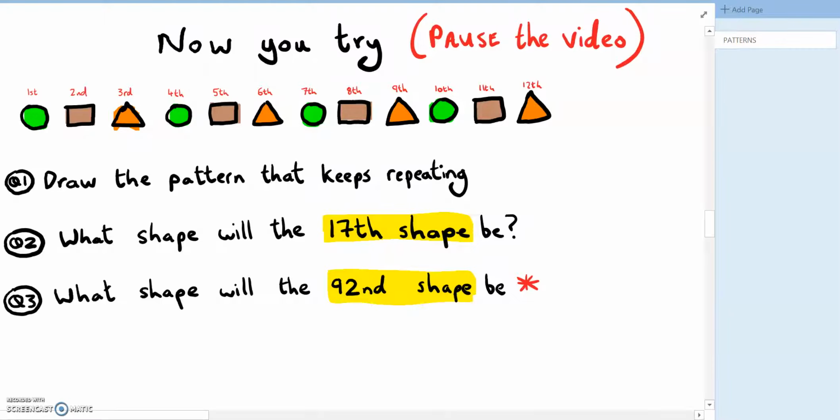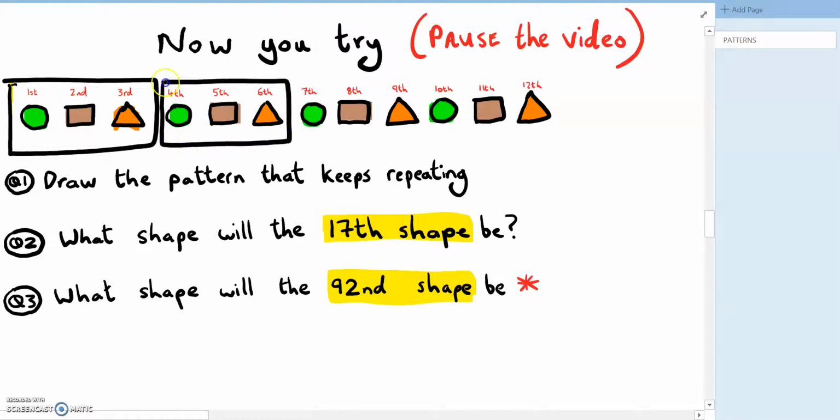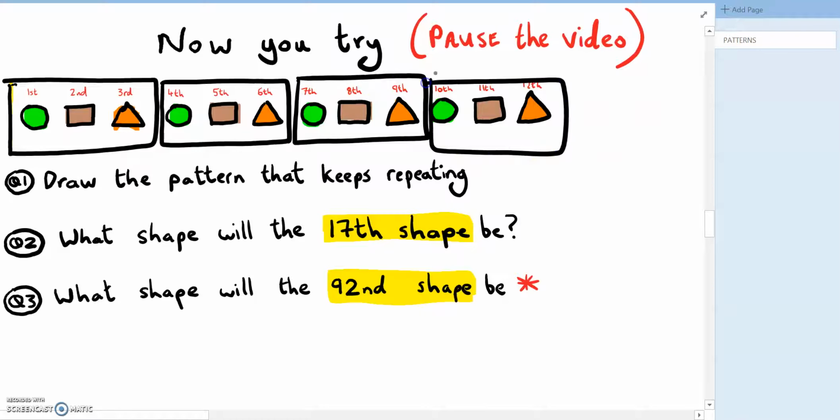Okay, so this pattern here, I'll get a black pen. This pattern here keeps repeating. Listen, there it is there, and here it is again, and here it is again, and here it is again, and on and on and on it would go.